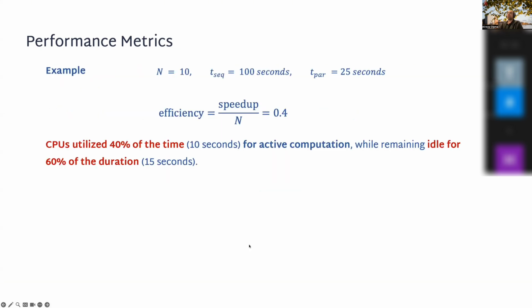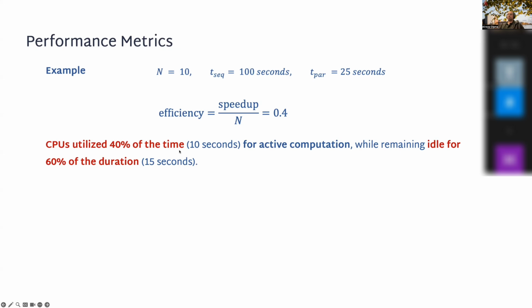So for example, here, assume we have a system with n processors, and here the sequential time is 100 seconds, and the parallel time is 25 seconds, right? So if you compute the efficiency, you see that the efficiency in this case is 40% or 0.4, which means our CPUs only utilized 40% of the time for active computations, and they were idle for 60% of the execution time, right? So in this case, the efficiency of our program is 40%.